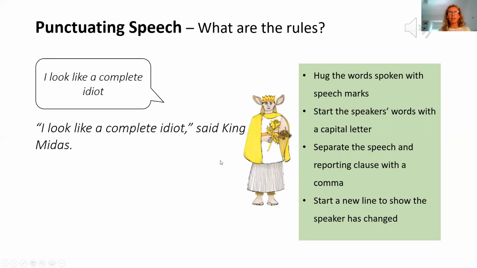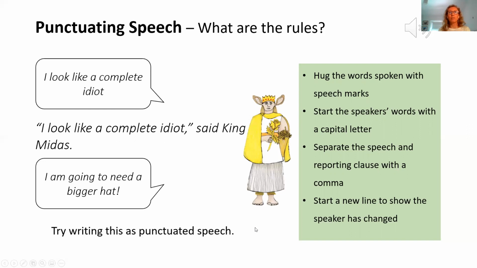So here on the left, just to go over again what we've said, "I look like a complete idiot" is in a speech bubble. And to put it into a sentence with inverted commas, the inverted commas need to hug what is being spoken. "I look like a complete idiot," said King Midas. The comma goes after the first clause. Don't forget the full stop at the end.